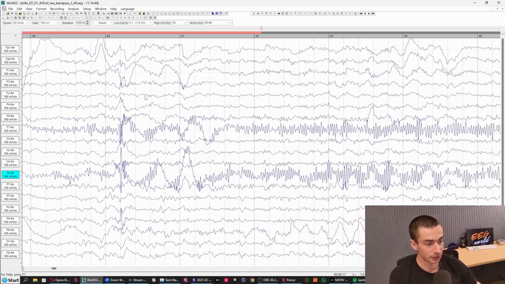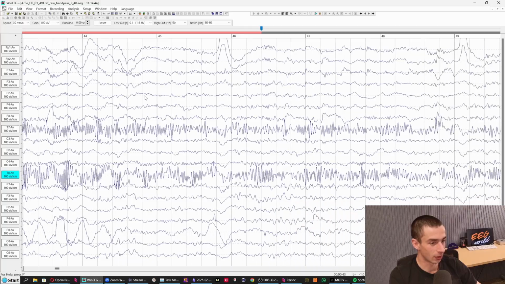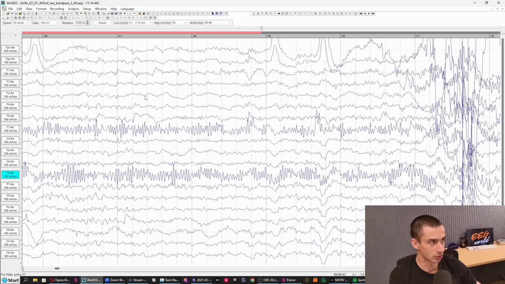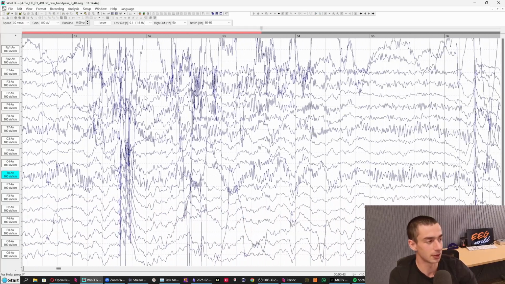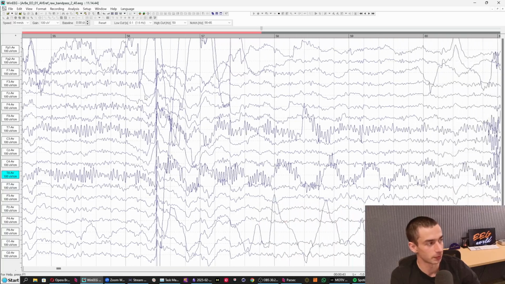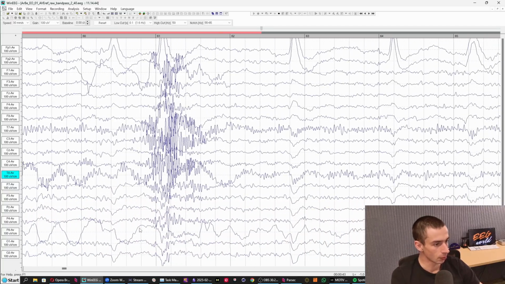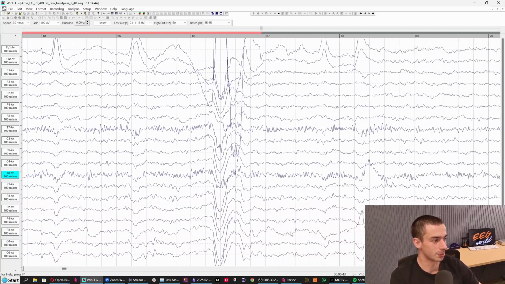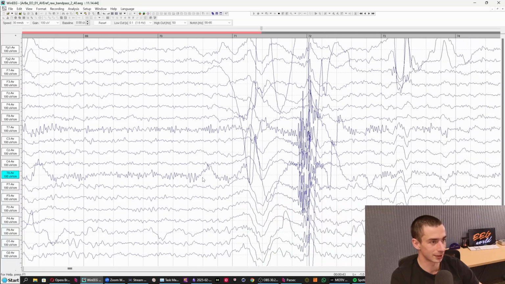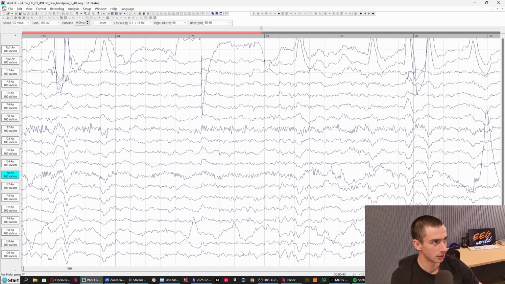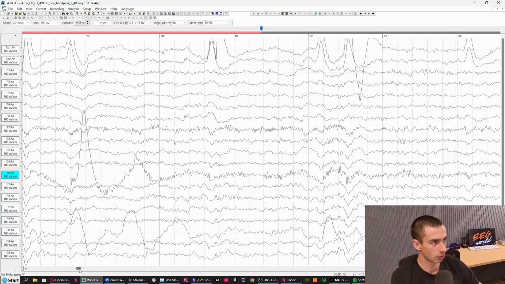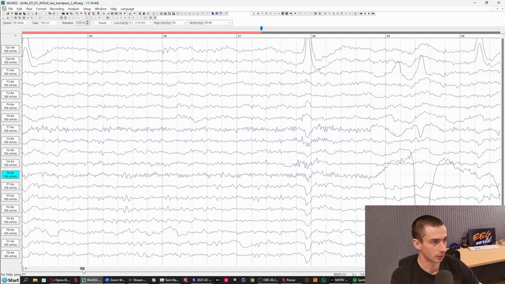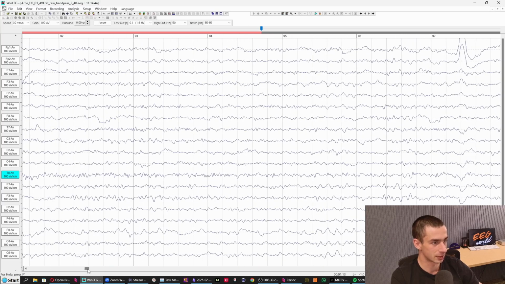And thankfully, we have a plenty long enough record to still get a good sense of what's going on in this brain. We're noticing that the P8 electrode is maybe a little bit more unstable than the rest of the sensors. And I'm going to scroll forward a little more quickly here so that we don't waste any time unnecessarily.